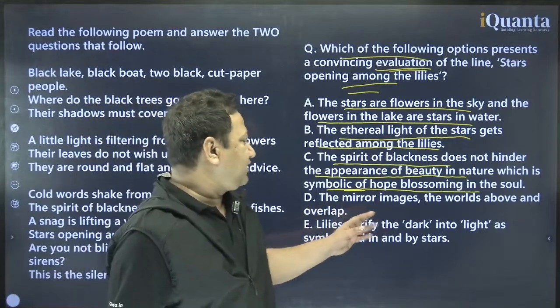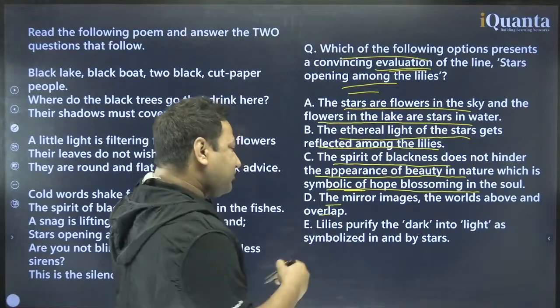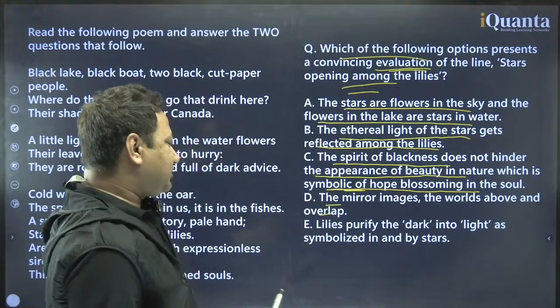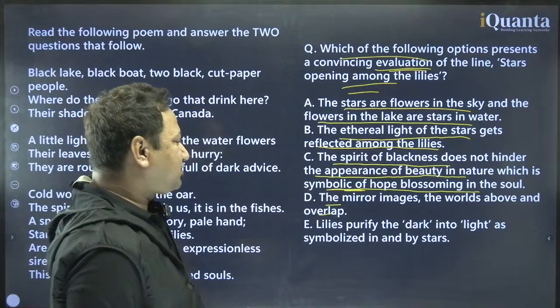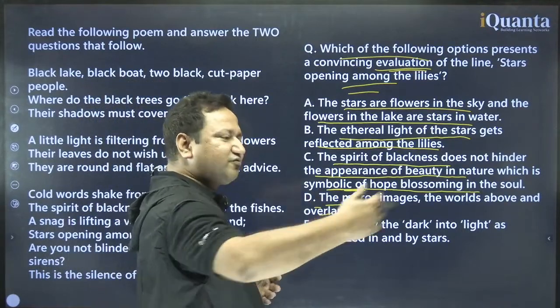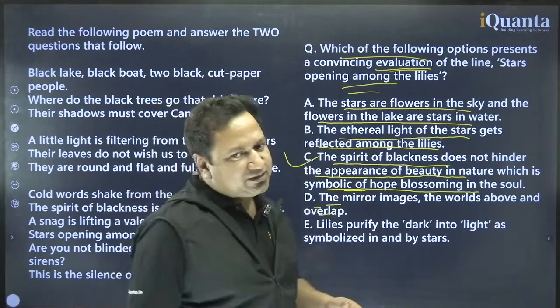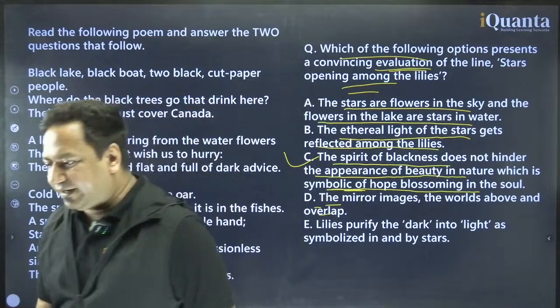Mirror images, worlds are above and overlap, very direct. It has got no philosophical undertone. Lilies purify the dark into light, as symbolized in and by stars. I know. And then E also looks kind of far-fetched, a nice interpretation, but more than that, C will be the best choice. Clear?